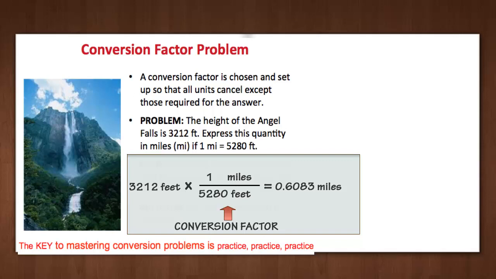We complete this problem by performing the multiplication 1 divided by 5,280 multiplied times 3212. Or else you can think of that as just 3212 divided by 5280. This yields 0.6083 miles. So Angel Falls is 0.6083 miles high. You can see this is a relatively simple example, but it gives you the idea. The key to mastering conversion problems is practice.